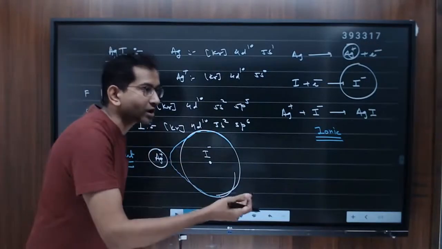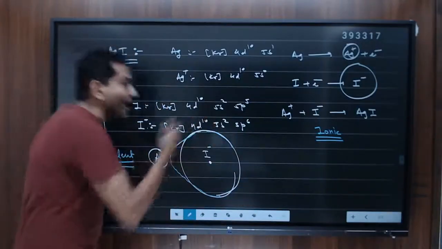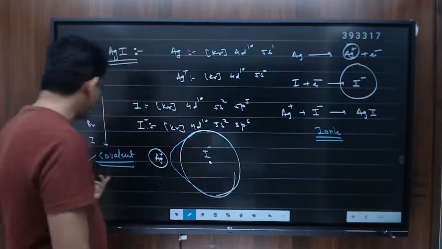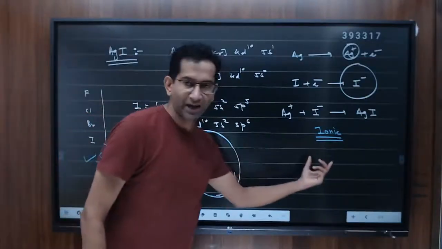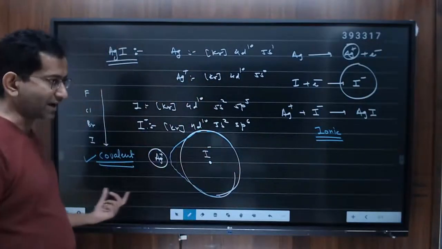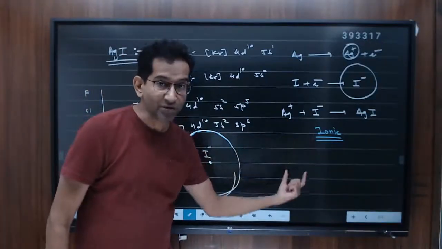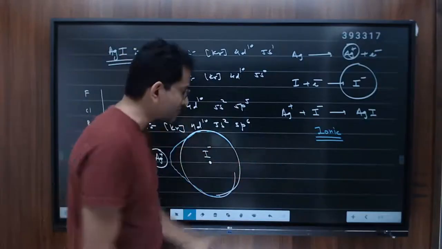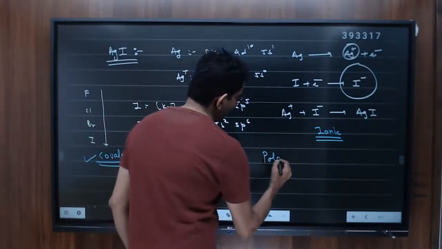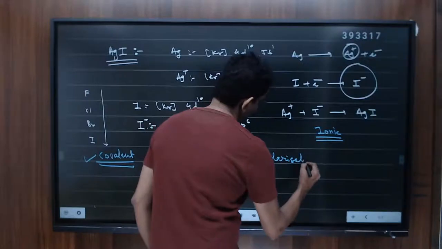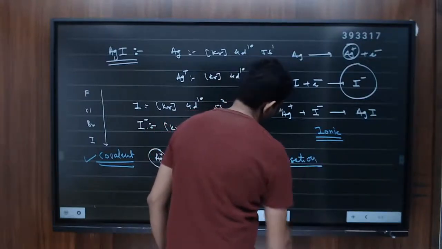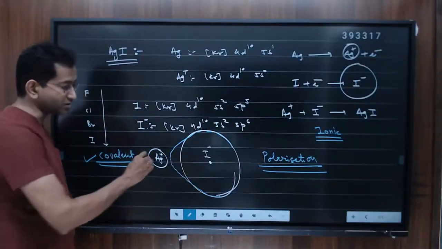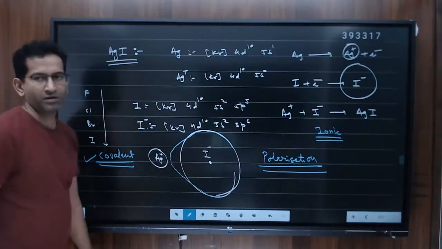So if the electron cloud comes between two atoms, that is covalent. Covalent nature has been developed in an ionic compound. Meaning, deviation from original behavior. This is nothing but polarization. So this is called polar ionic bond.